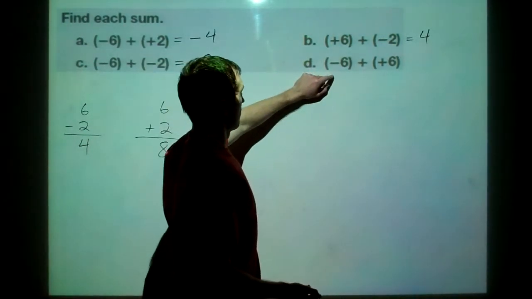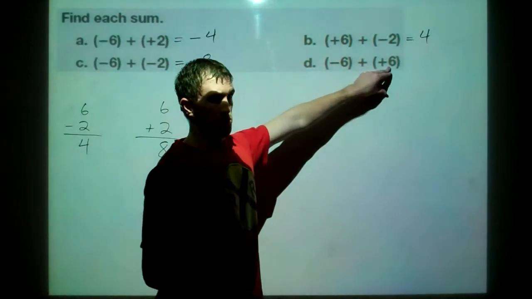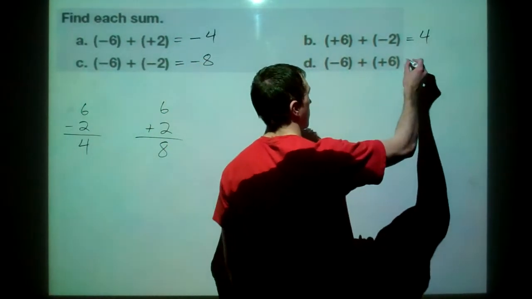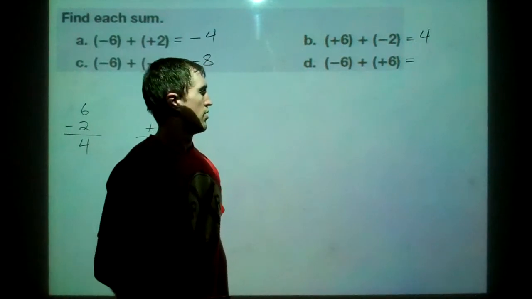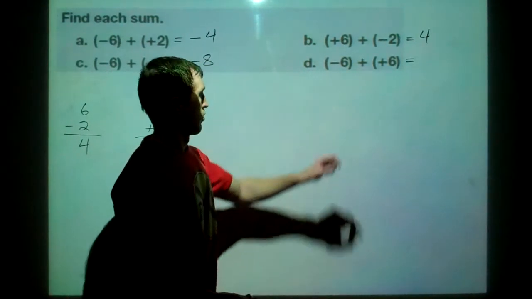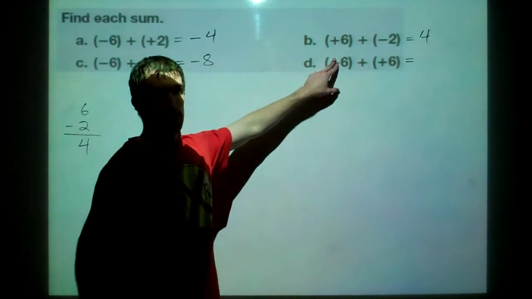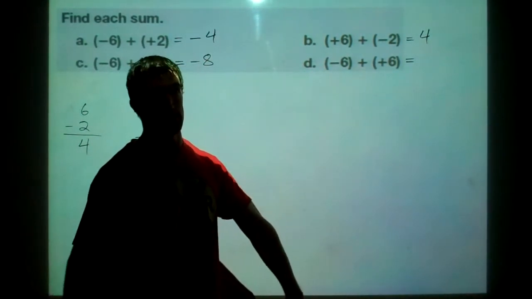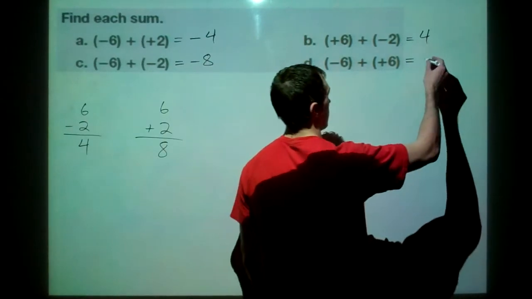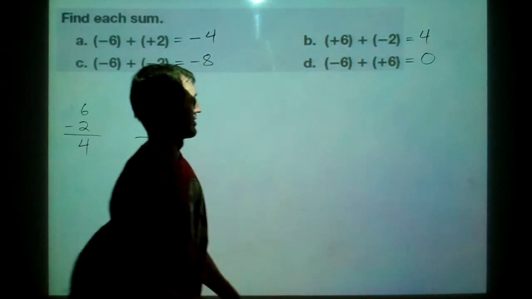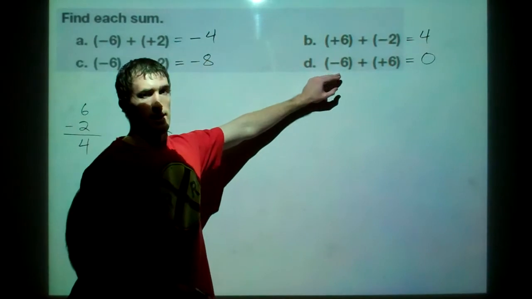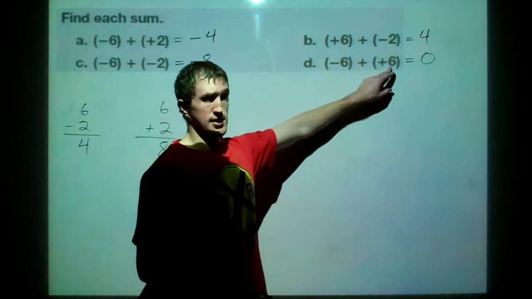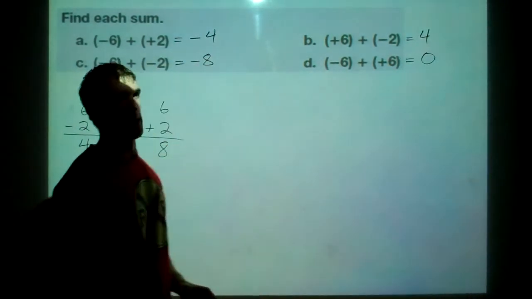Our last one, negative 6 plus a positive 6. Okay? Neither number is bigger when we don't look at the signs. 6 and 6 are the same number. So a negative same number plus a positive same number cancels out, and you're just left at 0. That's like saying we started off the day at negative 6 degrees, and we went up 6 degrees, so we are now at 0 degrees.